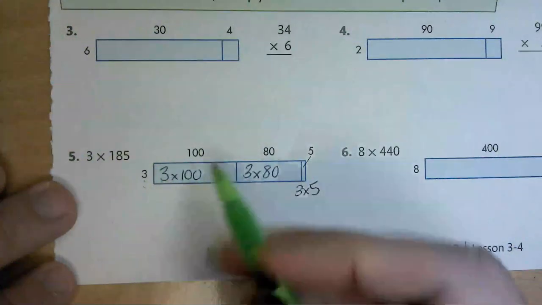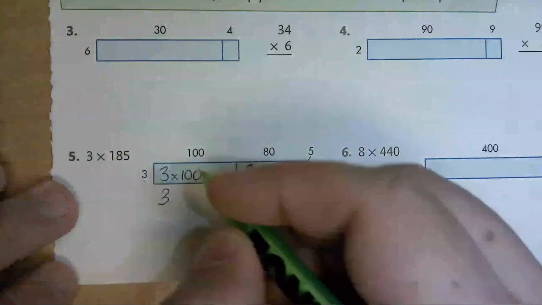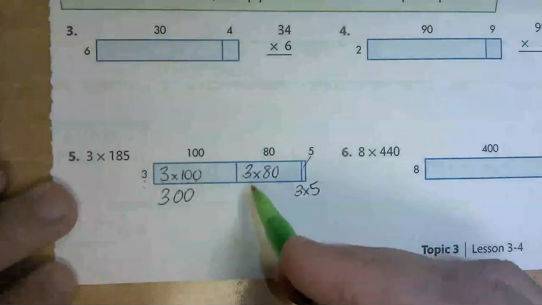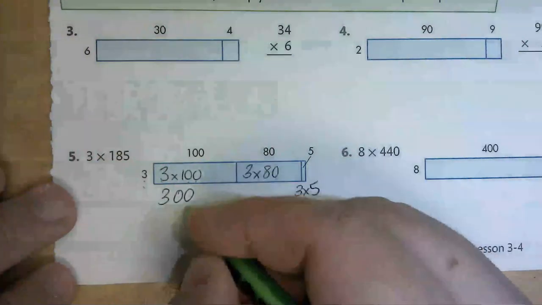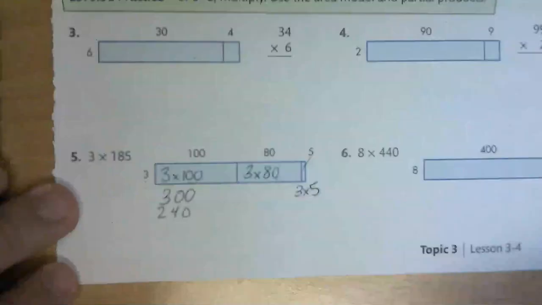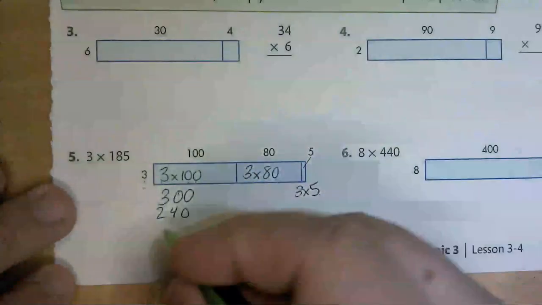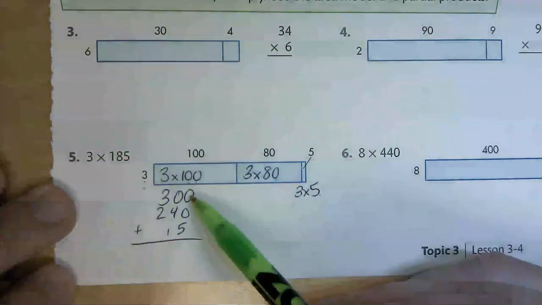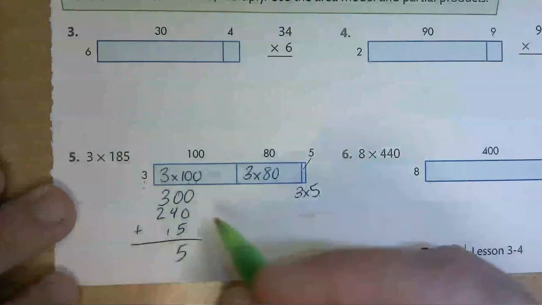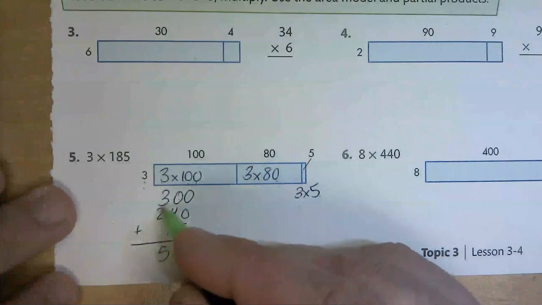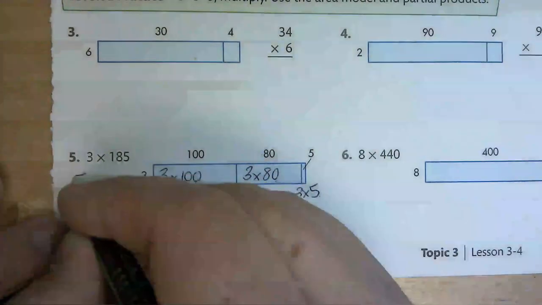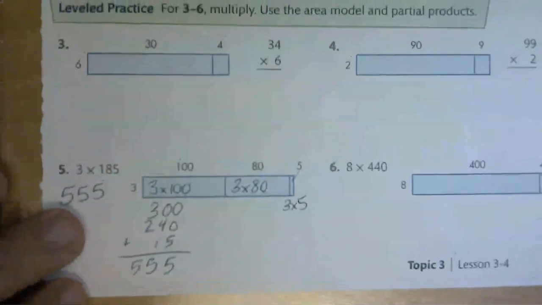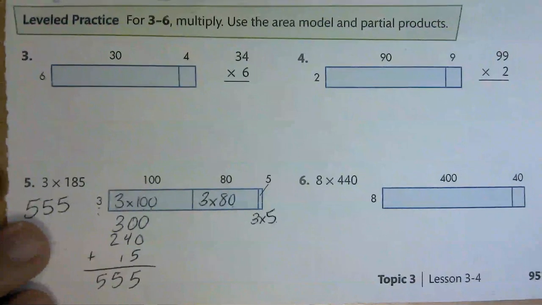All right, 3 times 1 is 3. And I need 2 extra zeros. 3 times 8. Well, 3 times 8 is 24, but I need 1 more 0. And then lastly, I've got 3 times 5, which is 15. No extra zeros in that one. Now I can add these together. 0 plus 0 plus 5 is 5. 0 plus 4 plus 1 is 5. 3 plus 2 is 5. So my final answer here is 555.